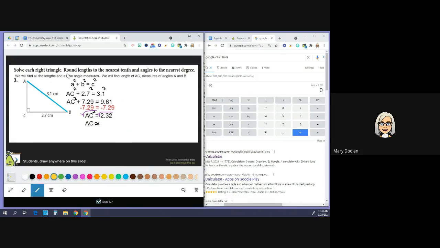You always have to pay attention to what it's asking you to do. Here it says round lengths to the nearest tenth and angles to the nearest degree. If it asks for an exact answer, then my exact answer would be the square root of 2 1/32. But it wants us to round. So square root symbol, 2.32, and equals. We get this. We're going to round to the nearest tenth, which is 1.5. If it was to the nearest whole number, it would be 2. Any questions on why that is the way it is?